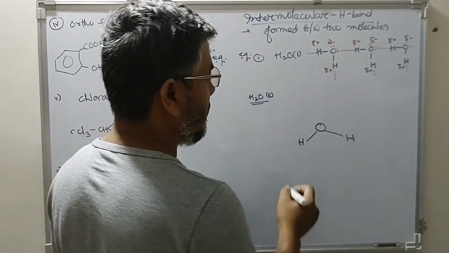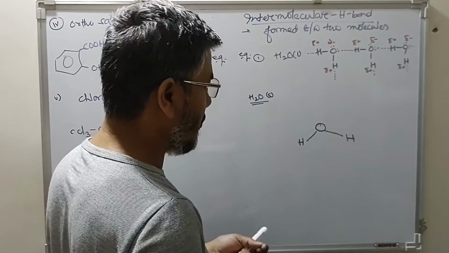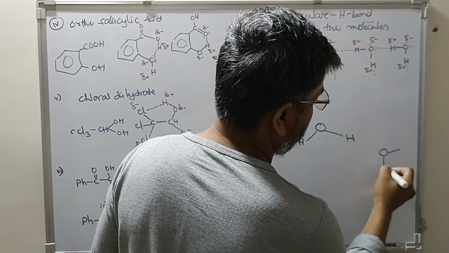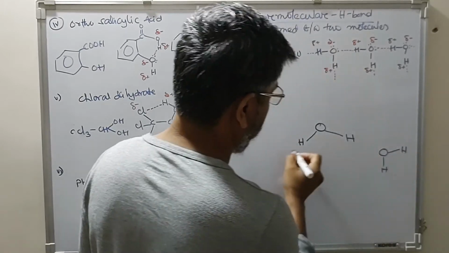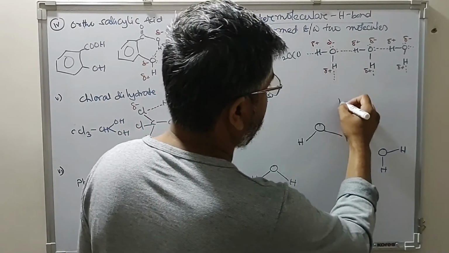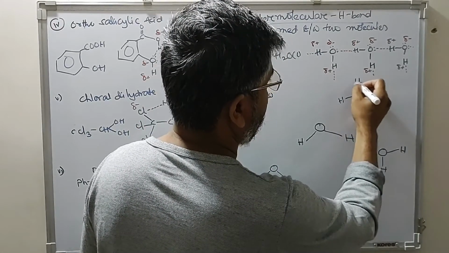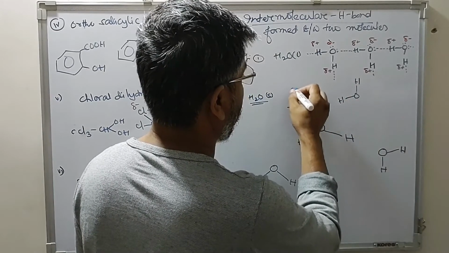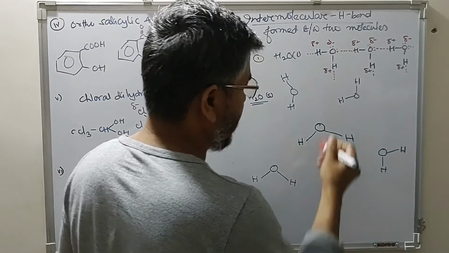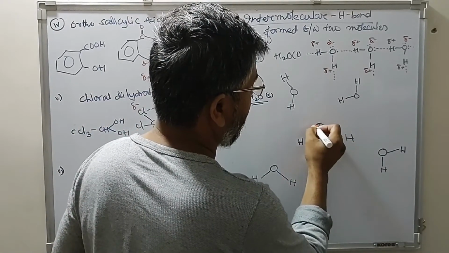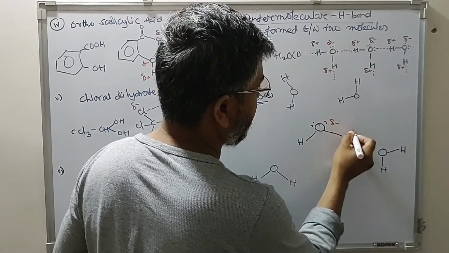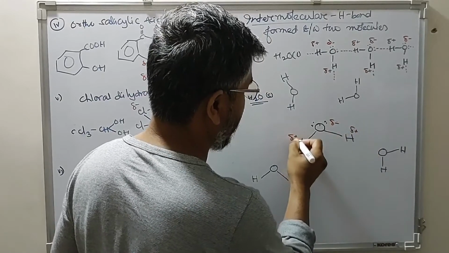So we have looked at this state of the water molecule. Take a single molecule of water. We have electron pairs, this is negatively polarized, and this is positively polarized.